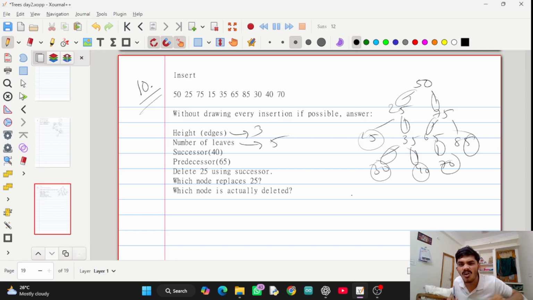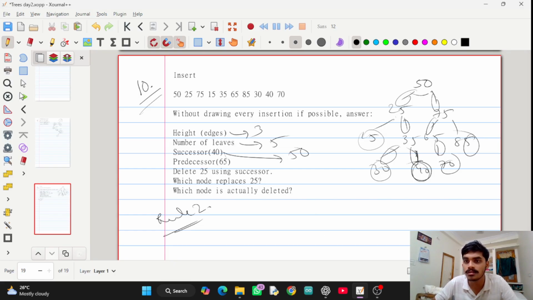Successor of 40. Let's go. There is also a shortcut: if you need to find the successor of 40 and it is the in-order predecessor of the root, then you can directly replace that value with the root. 50 is the successor of 40. If you want to check with our rule 2, which is go up and up until you find something which is left of a parent: is 35 left of 25? No. Go up. Is 25 left of 50? Yes. So your answer is 50. Here you go.